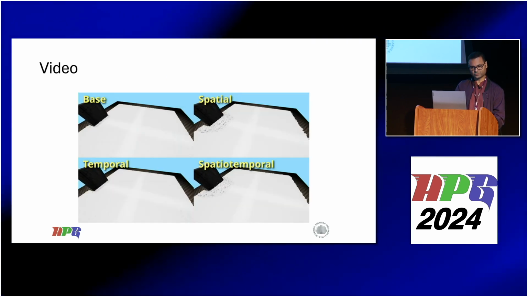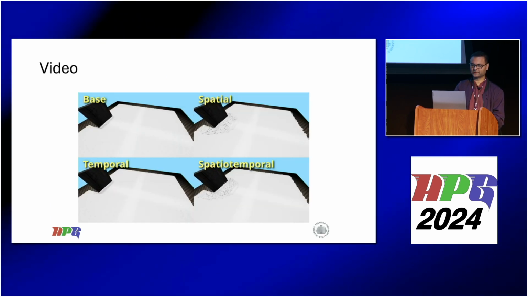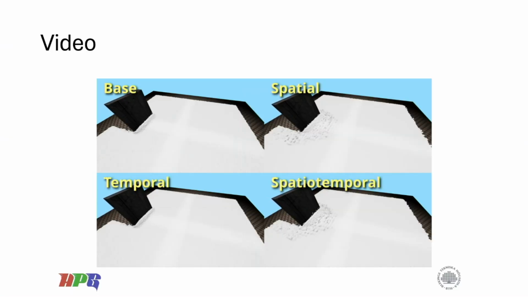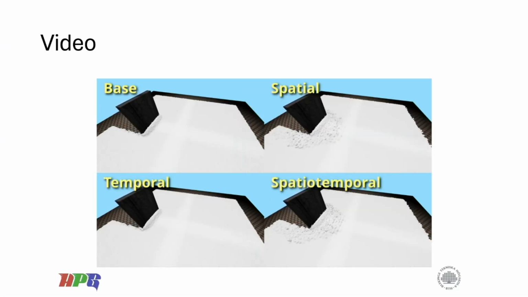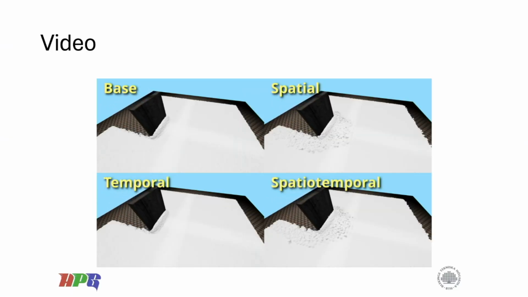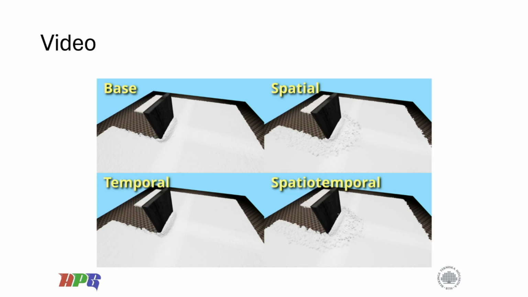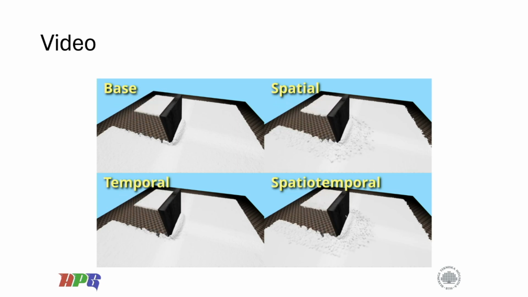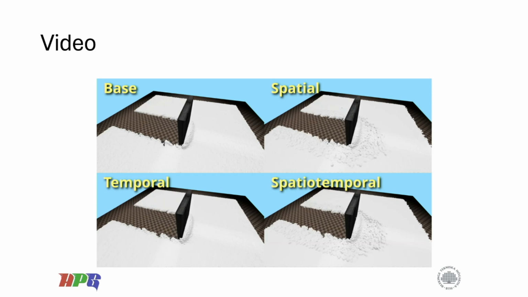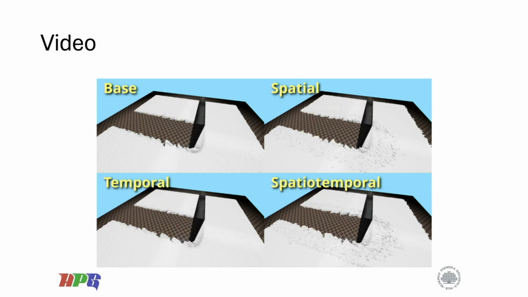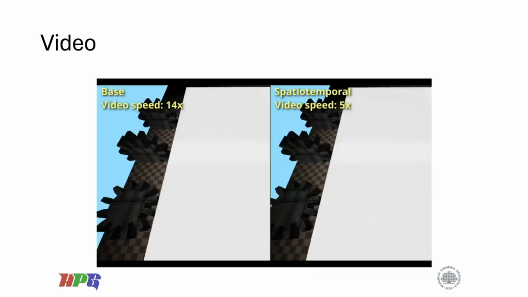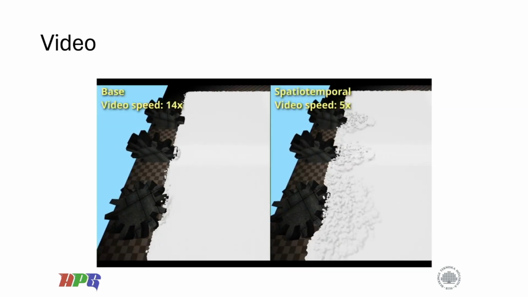So let me show you this video. What you see here is the base simulation with 1.15 million particles, then the spatial only, temporal only, and spatiotemporal. I show them all together so that it's easier to see that the simulations do not look exactly similar. There is a difference. You see that in another scene where the speed up is about 3 times.